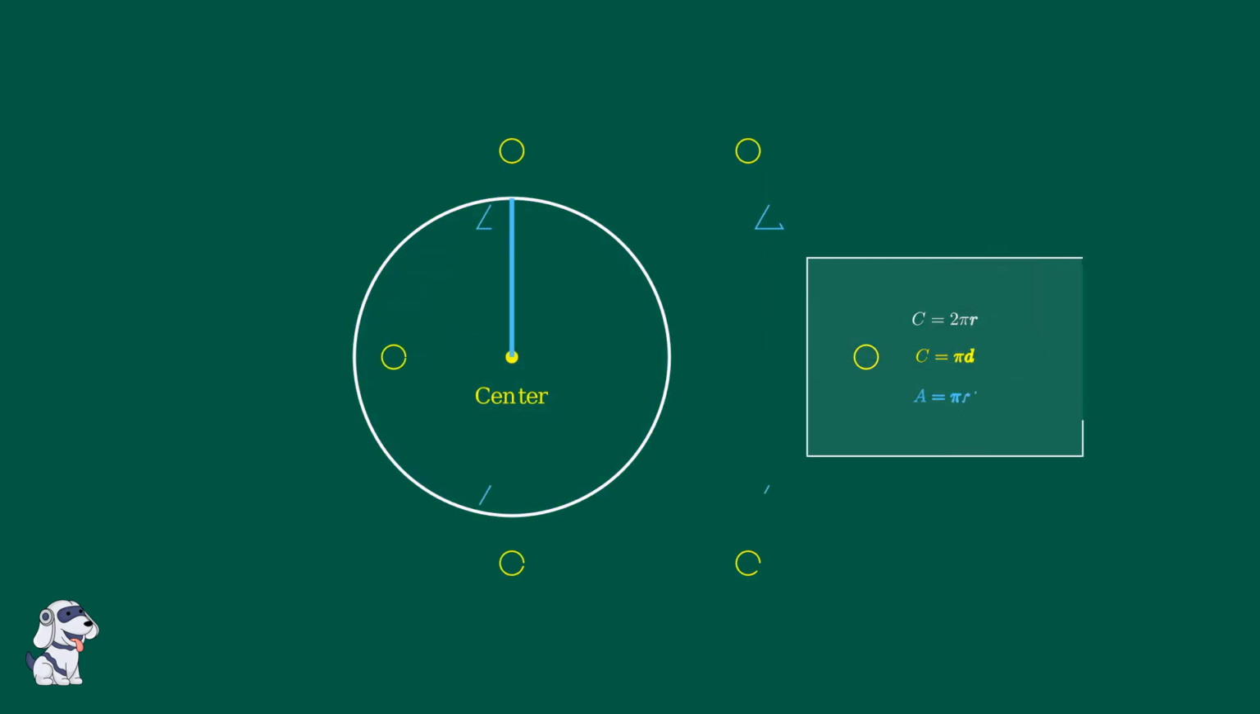Remember these key circle concepts: radius from center to edge, diameter across the center, circumference around the circle, and area inside the circle. These formulas help us measure and understand circles in mathematics and real life.